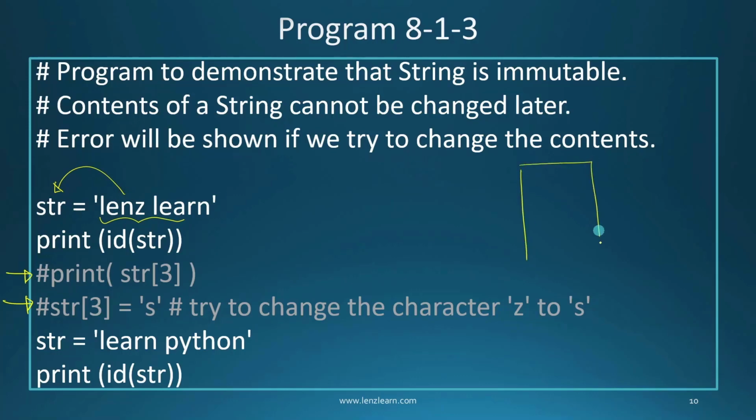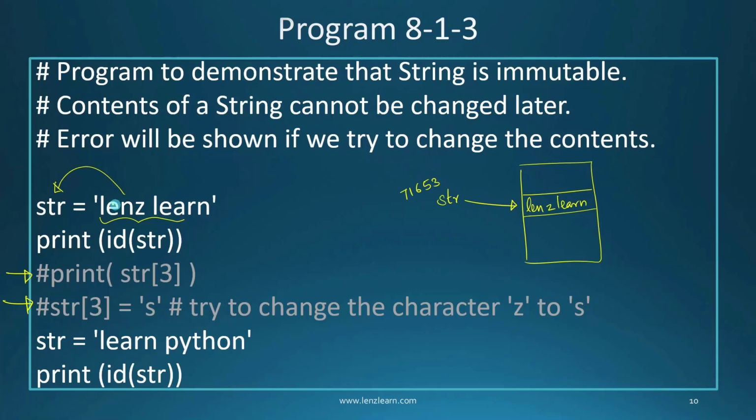So what happens in the memory? It will take up a small piece of memory and inside the memory it will write lens LEARN, and there will be a variable str pointing to it. The ID value provided to this str may be 71,653, something like that. It's random. When we run the program, we will see some number will be there.